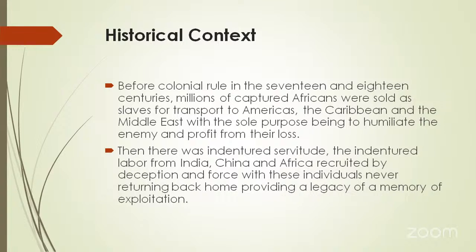Now, all this has a historical context. As I was saying, in everything that you will study, there is a historical context. So, if you are able to understand the historical context, you can understand why the problem is as it is. Colonial rule: captured Africans were sold as slaves for transport to America, the Caribbean, the Middle East. Indentured labor from India, China, and Africa was recruited. Indentured labor was also recruited by deception. There it was exploitation. So exploitation is again historically there in human society.